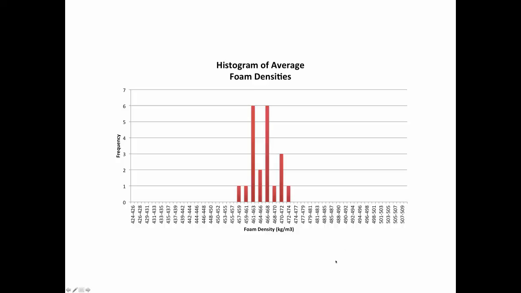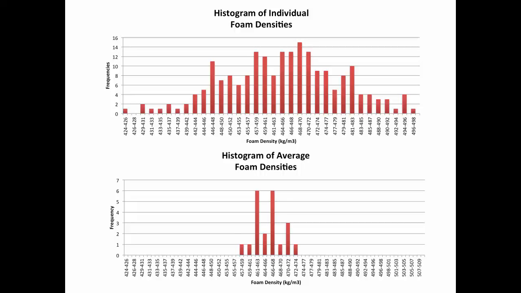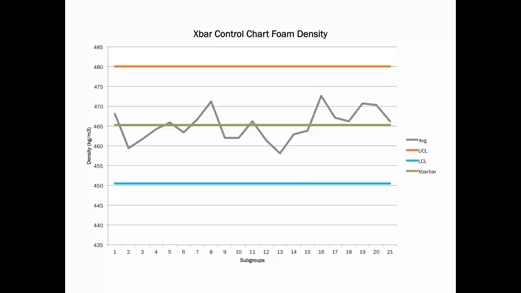As you can see here, the foam density average ranges from 450 to about 470, whereas the individual data points ranged all the way from 420 up to 500. So to answer the question, is there more variation in individual data points versus subgroup averages? The answer is yes, of course.